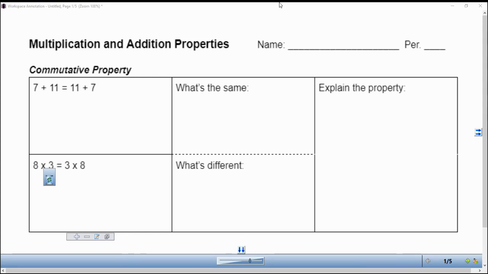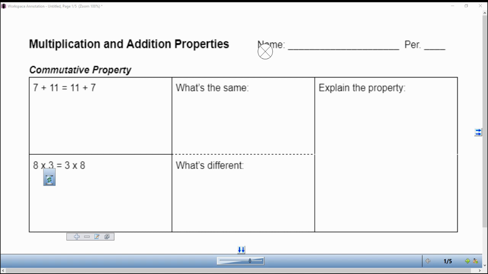Hello, boys and girls. We're going to be on page 23 of our Unit 5 packet. And today we're going to be talking about multiplication and addition properties. Now, properties are like helpful rules. So these properties or these helpful rules that we're going to be learning about are going to help us work with expressions and kind of equations, but more expressions.